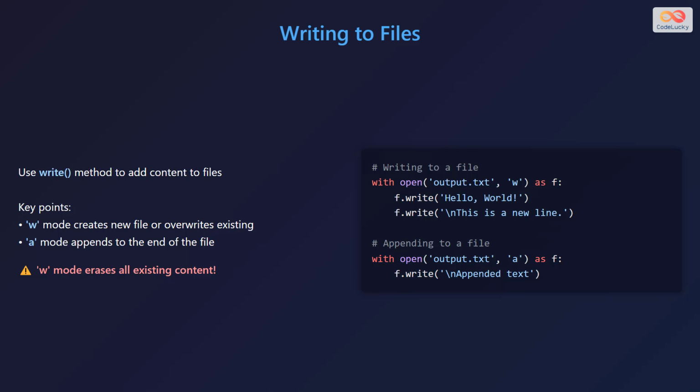In this example, the first with statement opens output.txt in write mode and writes hello world, followed by a new line. The second with statement opens the same file in append mode and writes appended text on a new line.